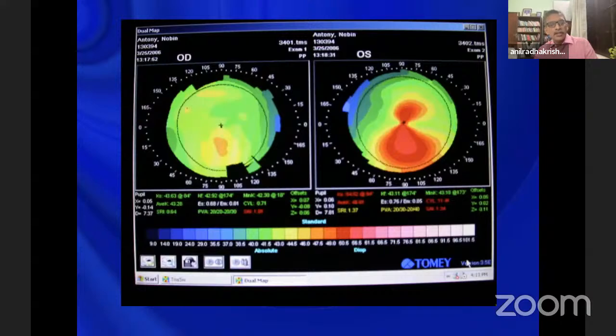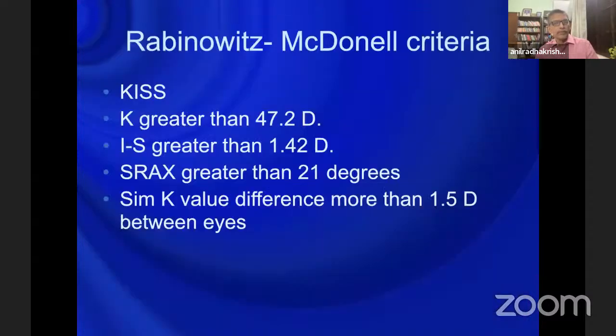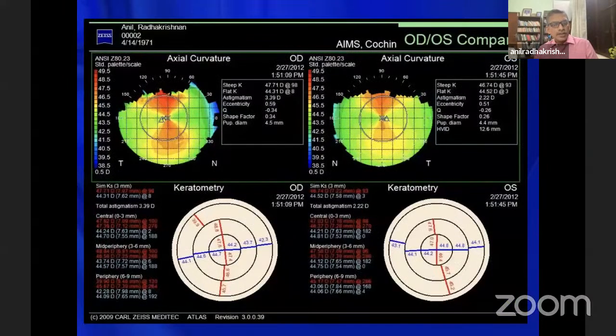And interestingly, surface asymmetry index is increased, in contrast to this, which I showed before. So there is something called the Rabinowitz criteria, in which, when you have a keratometry of more than 47.2, inferior-superior at the 3 millimeter area, if there is a difference of more than 1.42. So I'll just explain that.